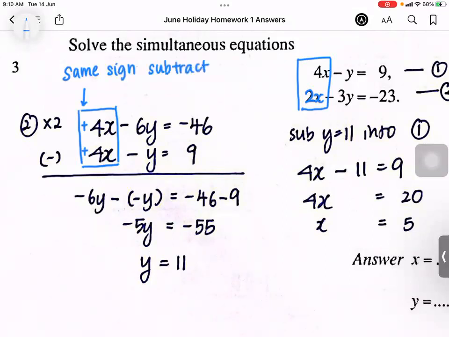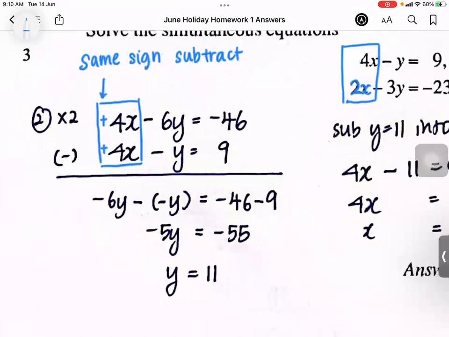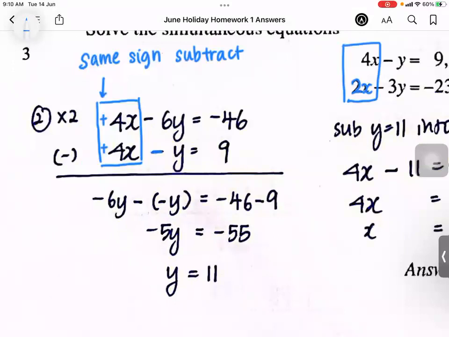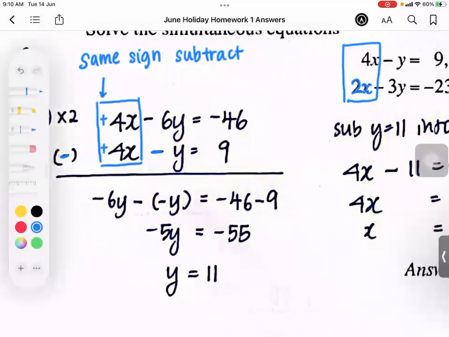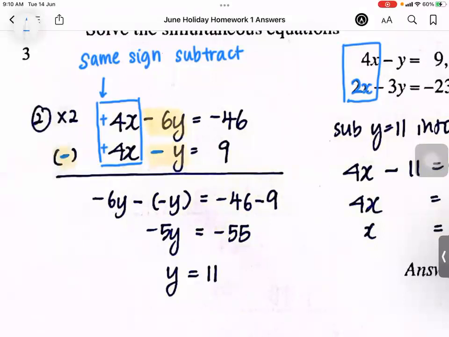When we do subtraction, we have to be very careful because the sign over here can change. Negative times negative will become positive. So this portion will be minus 6y subtract negative y. Minus 6y subtract negative y will become negative 5y. And this is negative 46 minus 9 to give you negative 5. Then you get the number 11.